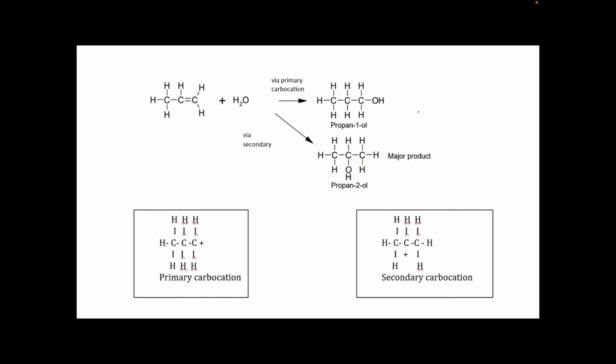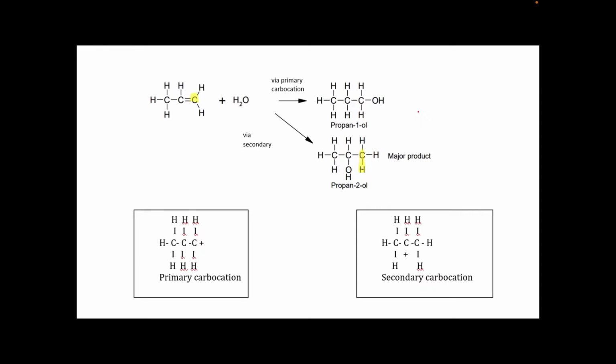So let's look at this example here. Up at the top left, we've got our alkene reacting with water. And Markovnikov's rule says that the hydrogen will go onto the carbon that already has the most hydrogens, which is that one in yellow. And you can see there that that forms propan-2-ol. And if you look down below, we can see why.